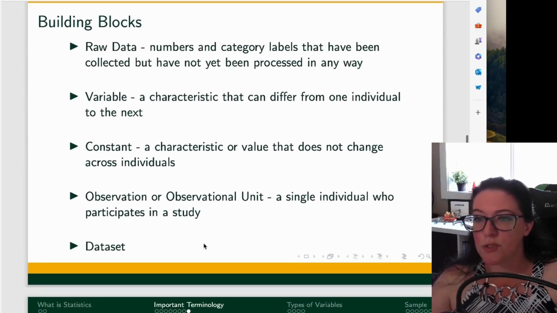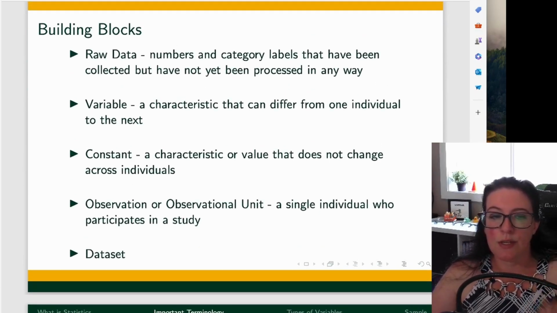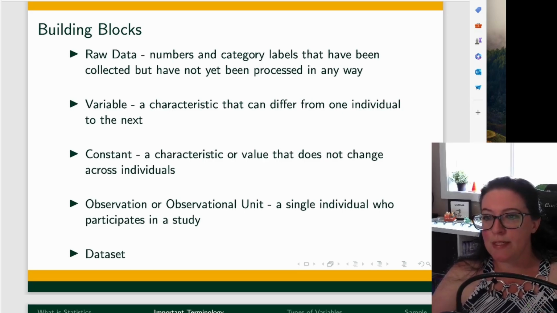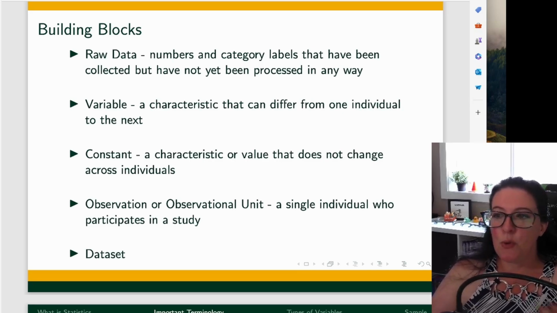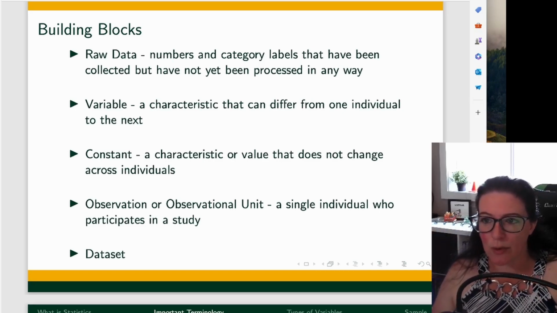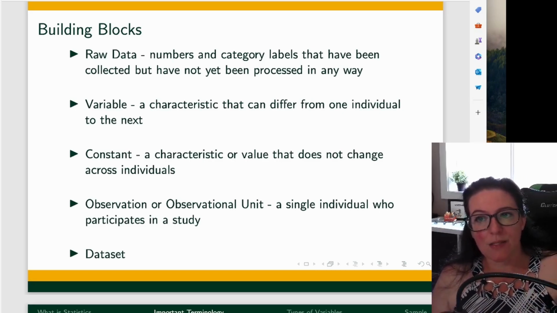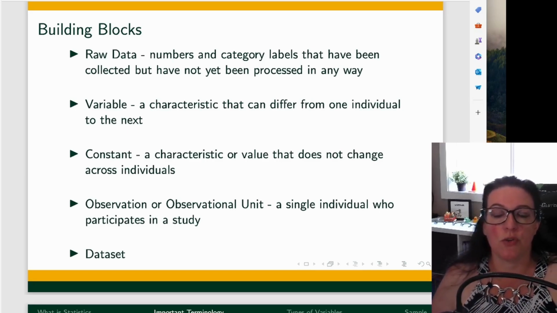Then we have observations or observational units. So this is going to be your single individual or participant in your study. If you are doing a survey, each respondent who fills out your survey is going to be an observational unit. So when we talk about sample size, we're talking about the number of observational units.